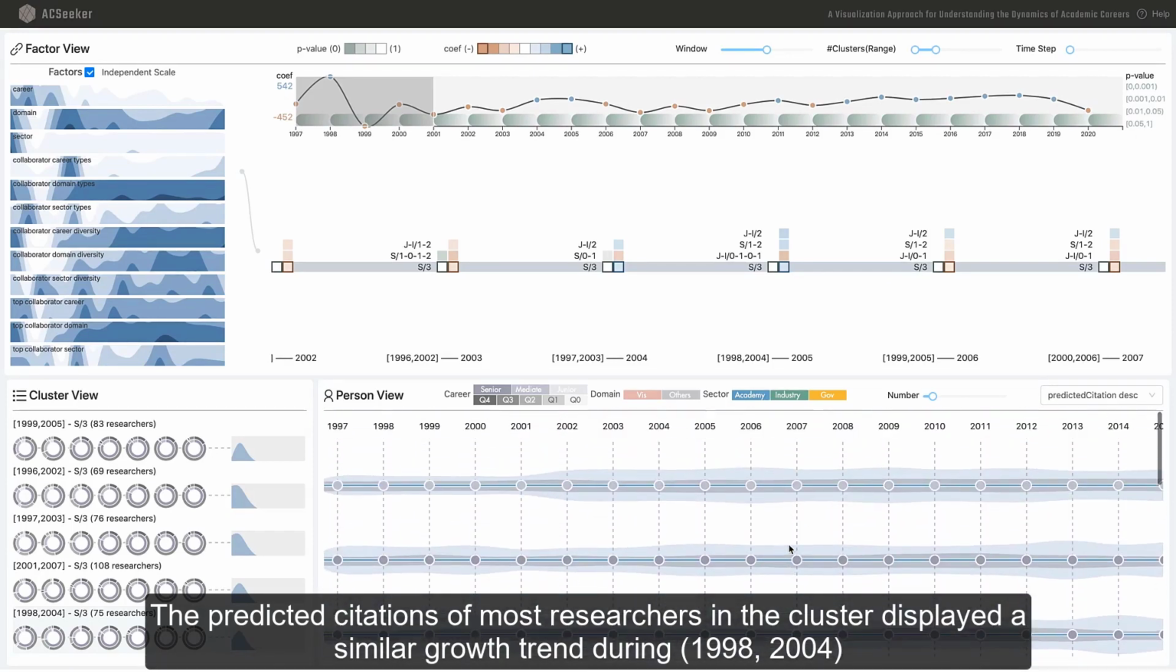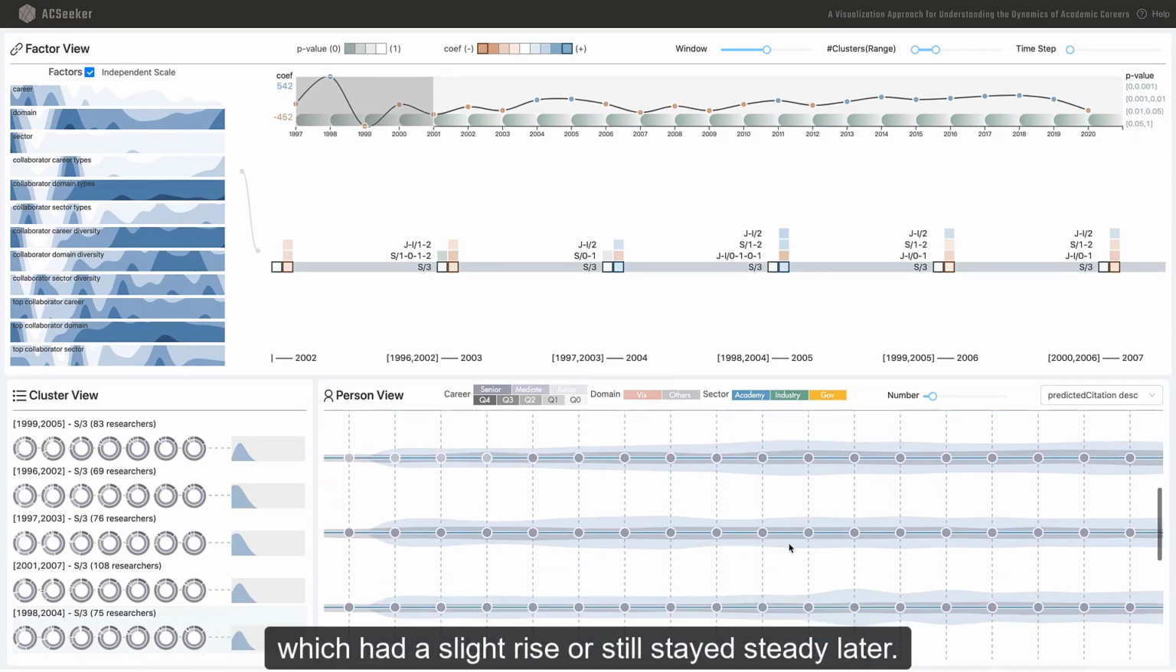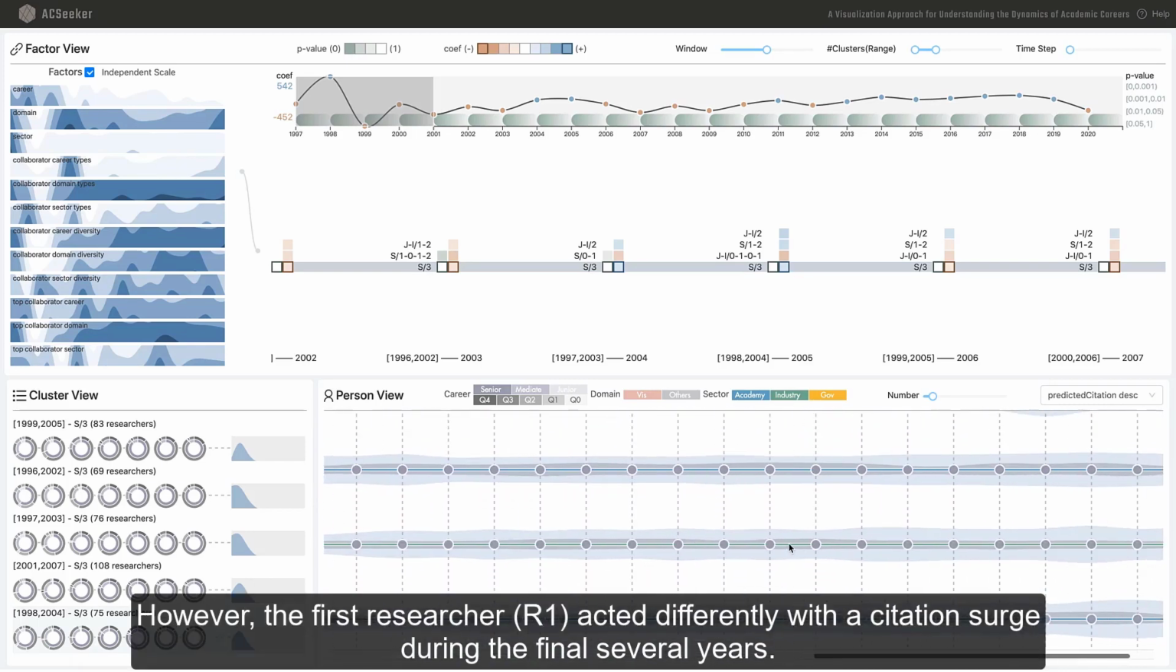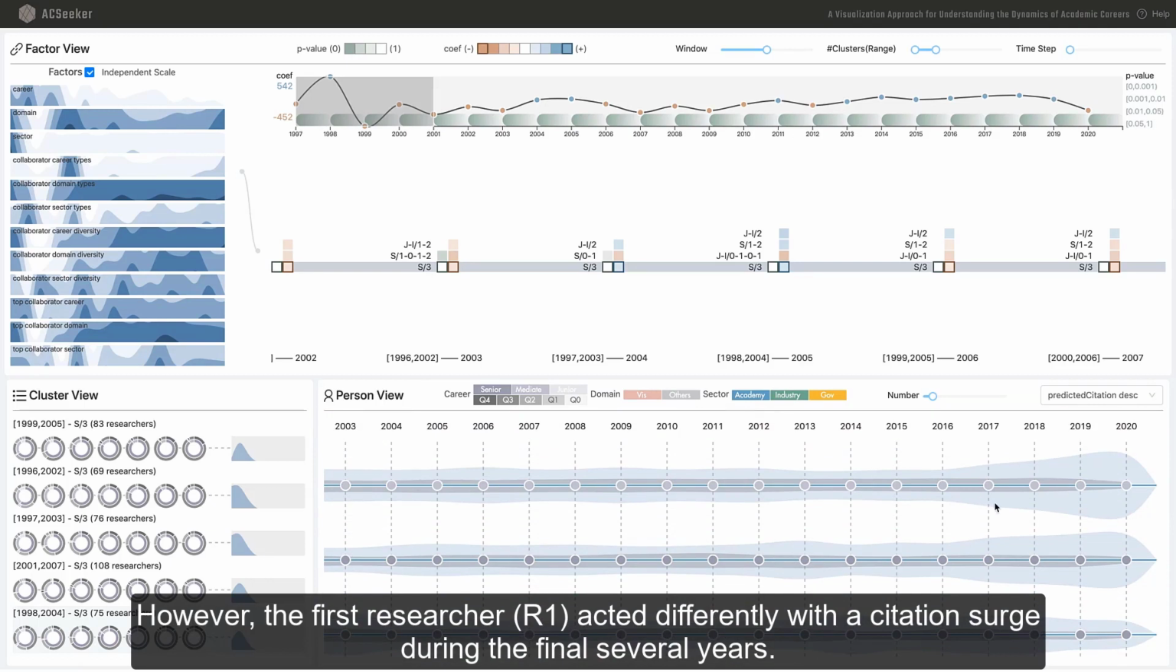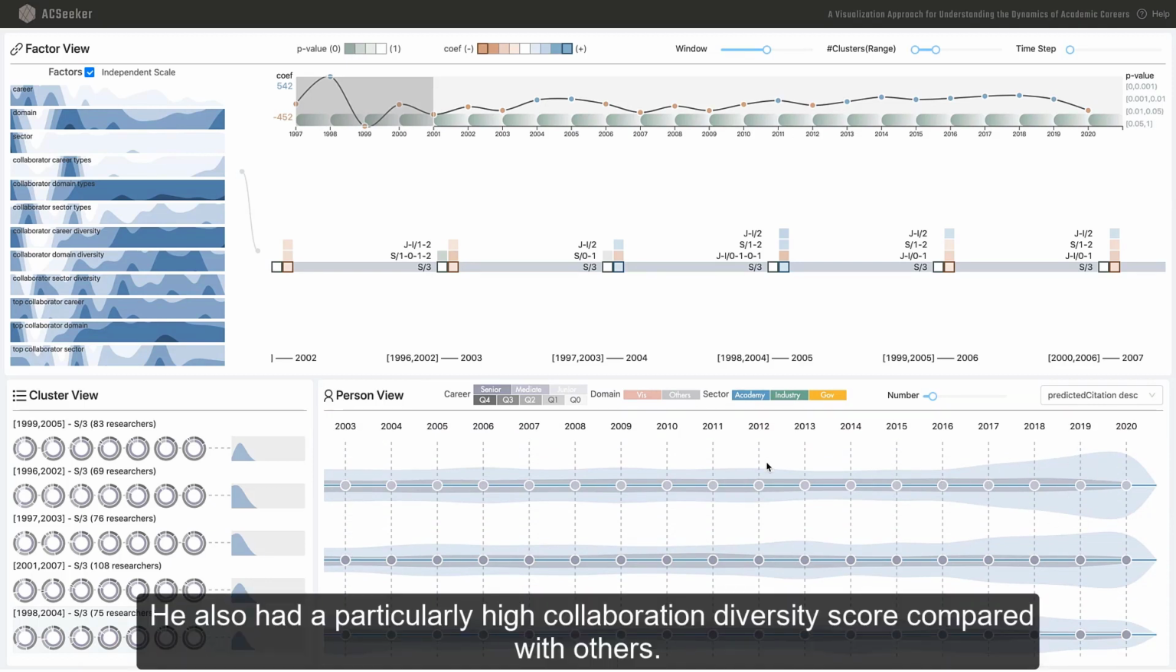The predicted citations of most researchers in the cluster displayed a similar growth trend during 1998 and 2004, which had a slight rise or still stayed steady later. However, the first researcher acted differently with a citation surge during the final several years. He also had a particularly high collaboration diversity score compared with others.